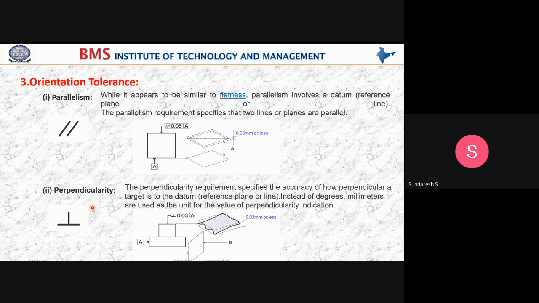In a similar way, we have another one called perpendicularity. The perpendicularity requirement specifies the accuracy of how perpendicular a target is to the datum. Again, you have a datum, and the question is how perpendicular that surface is to it. With respect to the datum, whether this line is perpendicular or not, and if not, how much variation is allowable. 0.03 is the allowable variation in the perpendicularity. This is the perpendicularity symbol we generally use.